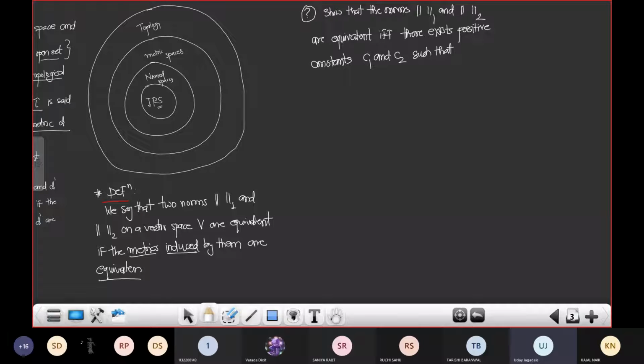C1 times norm 1 of x is less than or equal to norm 2 of x is less than or equal to C2 times norm 1 of x, and this is true for all x. Okay, some textbooks use this criterion as the definition of equivalent norms. Okay, so please read the statement.